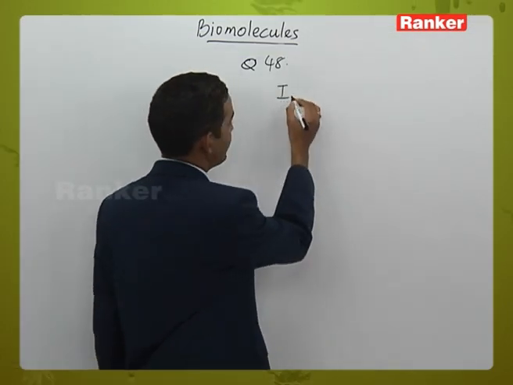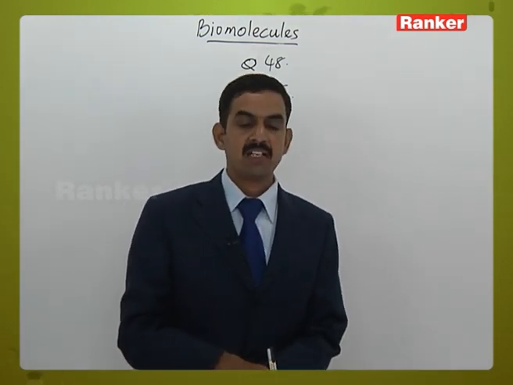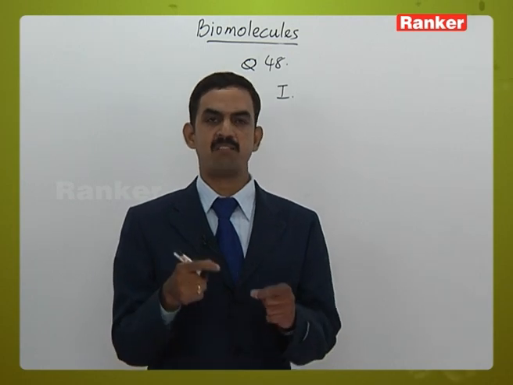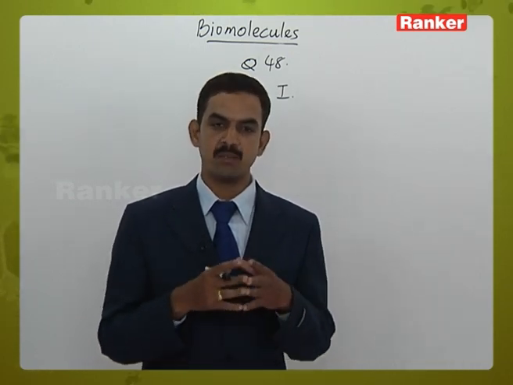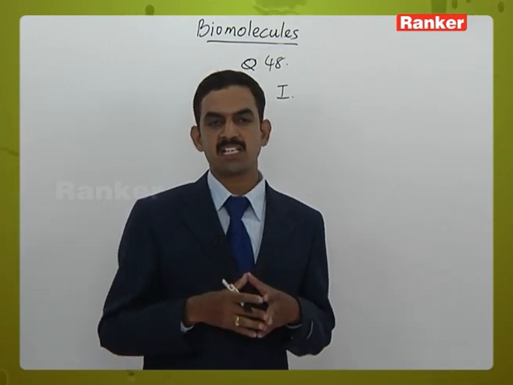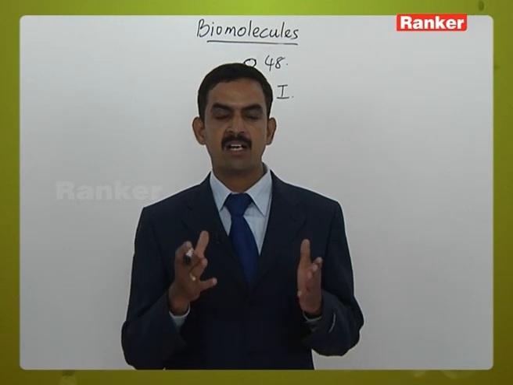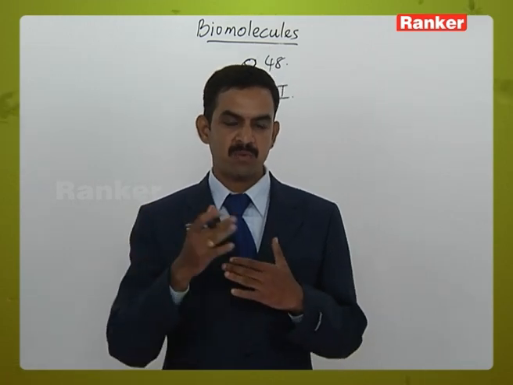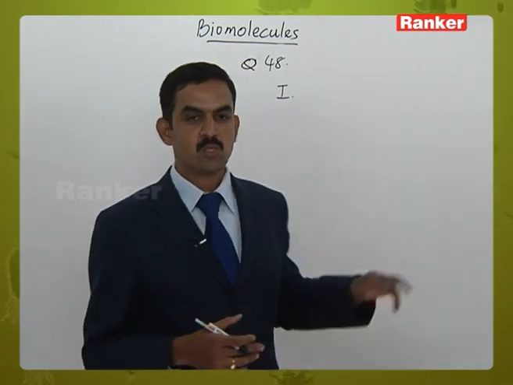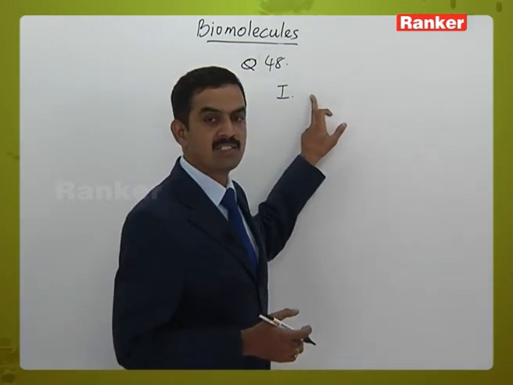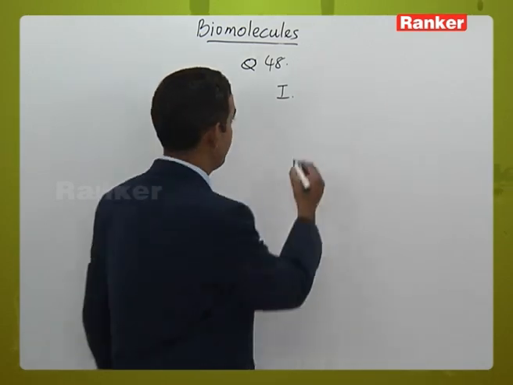We know that polysaccharides are polymers of monosaccharides, and these monosaccharides are bound with each other with the help of a bond called glycosidic bond, and this glycosidic bond is formed and a water molecule is released, that is by a process called dehydration process. So that means this one is correct related to the presence of glycosidic bond.